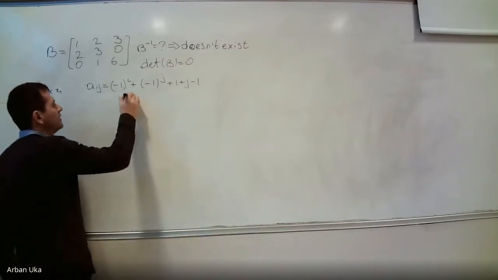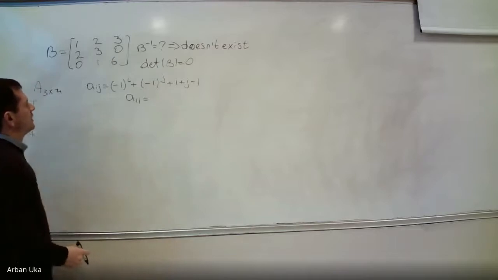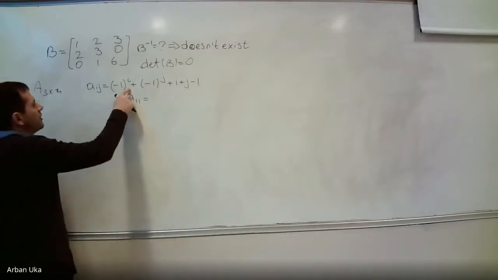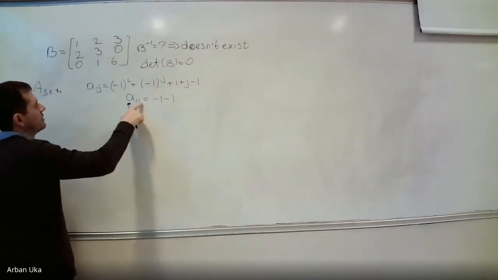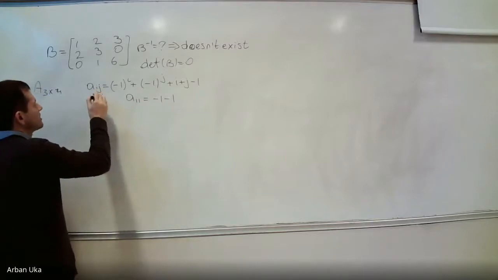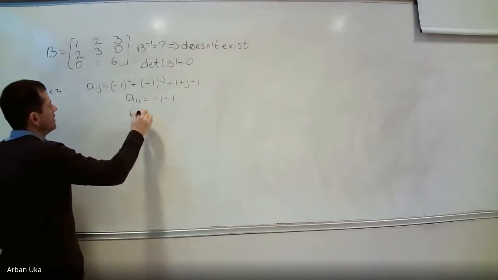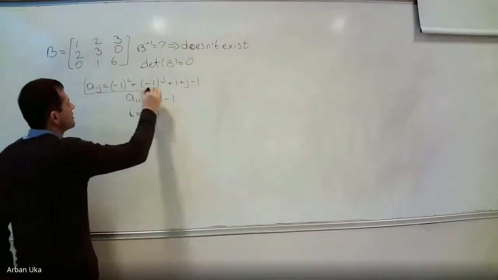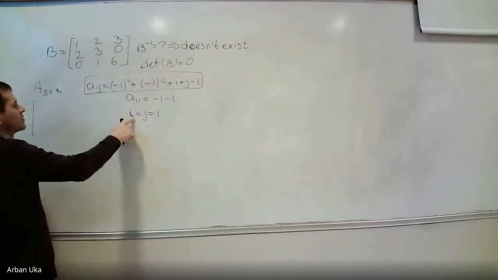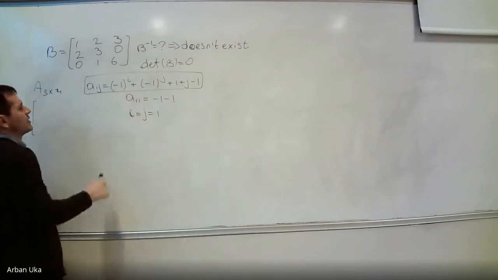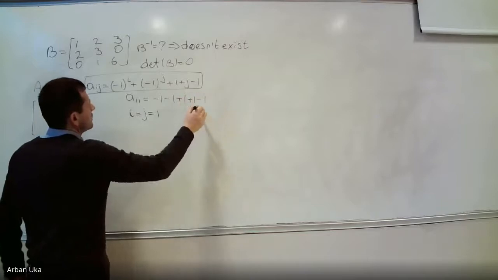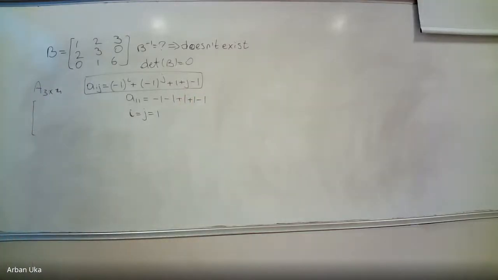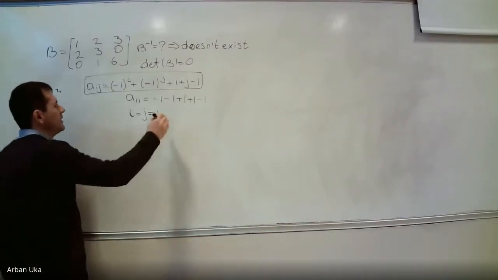What is A11? A11 is equal to -1 to the power 1. We get -1, because -1 to the power 1, this is j, okay? We're writing for i equal to j equal to 1, and we substitute everything in this expression. Wherever we see i and j, we substitute it over there. We have -1, -1, +1, +1, -1. What is the answer here? -1.